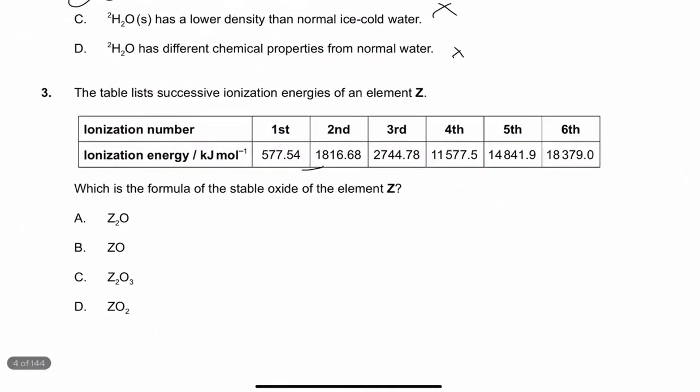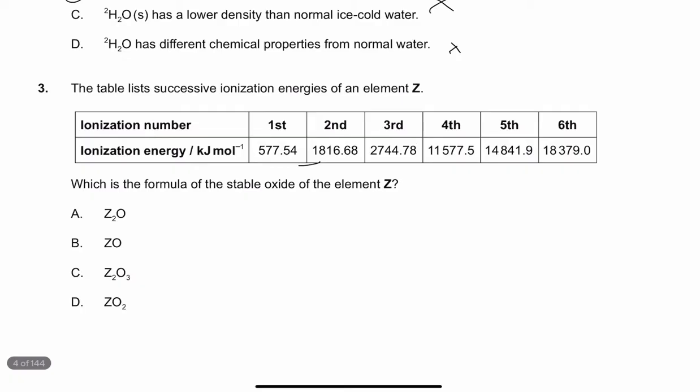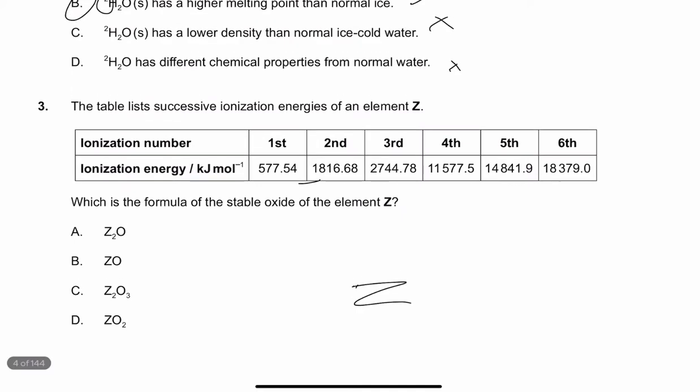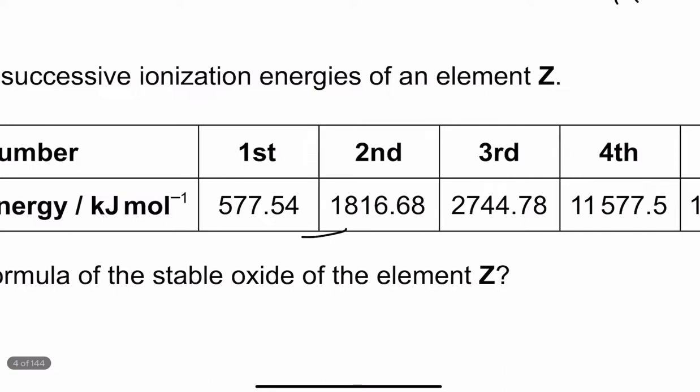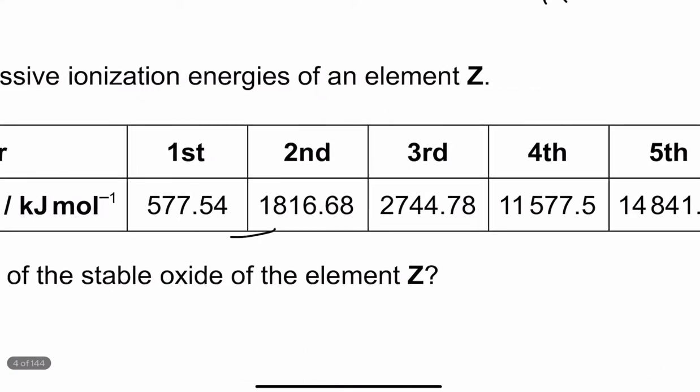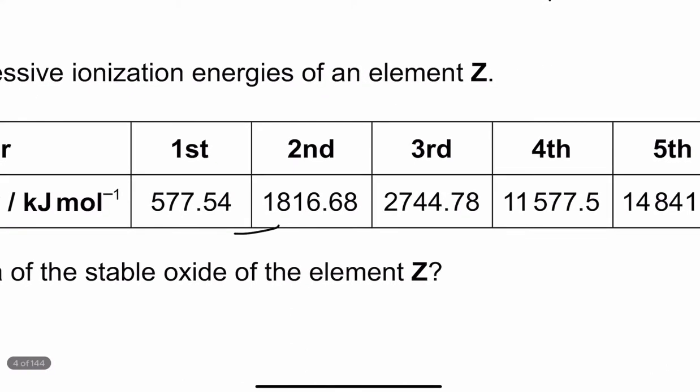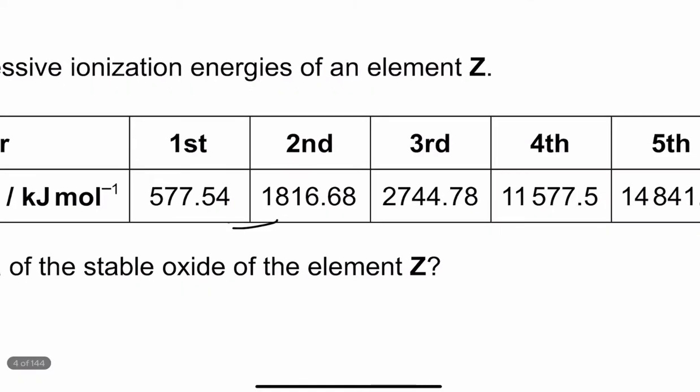Okay, question number 3. This table lists successive ionization energies for an element Z. So it's basically asking us for the formula of the stable oxide for element Z. Well, it gives us the ionization energies. And what we're looking for here is a big jump between ionization energies, because that's going to tell us when the electrons are being lost from a different energy level. So let's see. This is a moderately sized jump, pretty normal. Similar sized jump, okay, normal. There we go. That's the big jump.